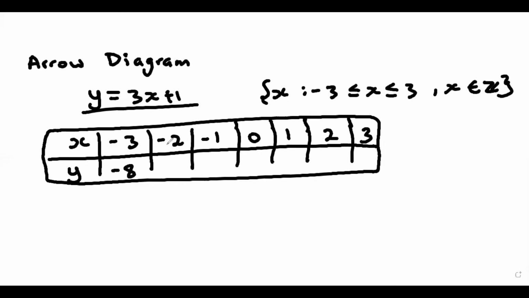When x is -2, y is going to be -5. When x is -1, y is going to be -2. When x is 0, y is 1. When x is 1, y is 4. When x is 2, y is 7. And when x is 3, y is 10. So we can now actually draw our arrow diagram based on these inputs and our outputs.